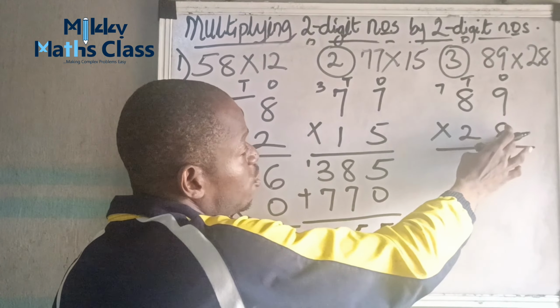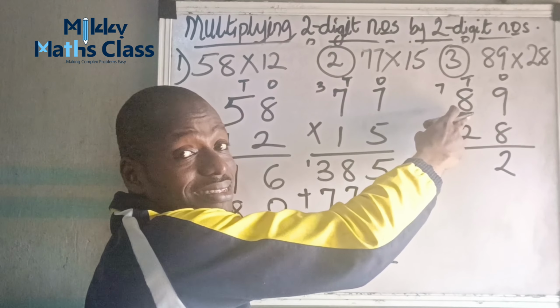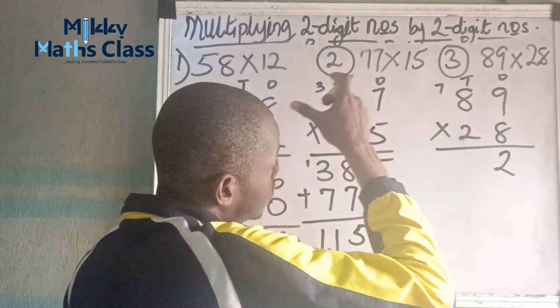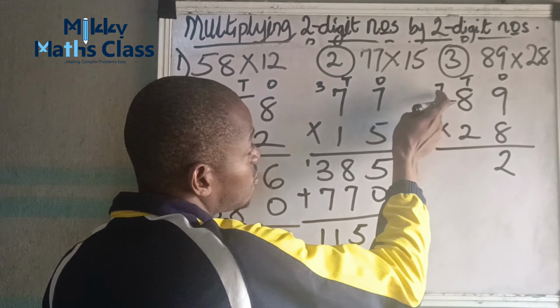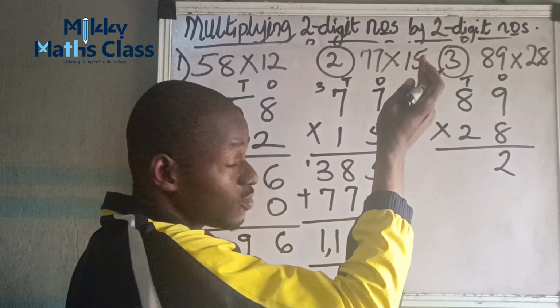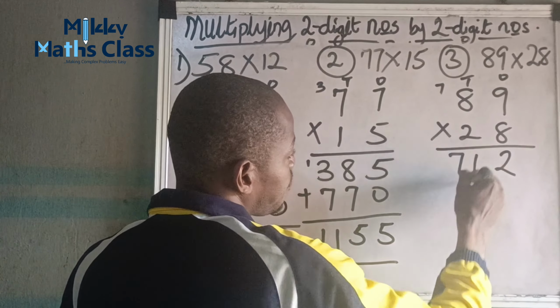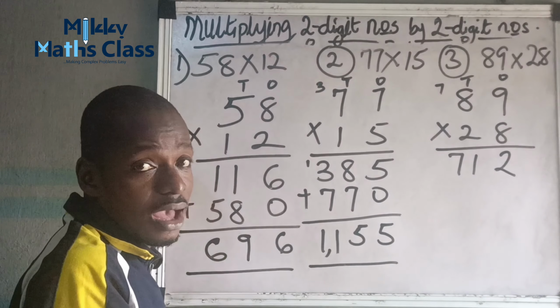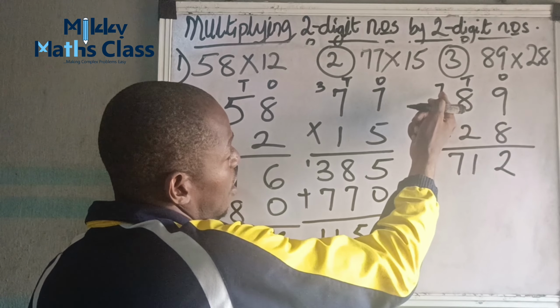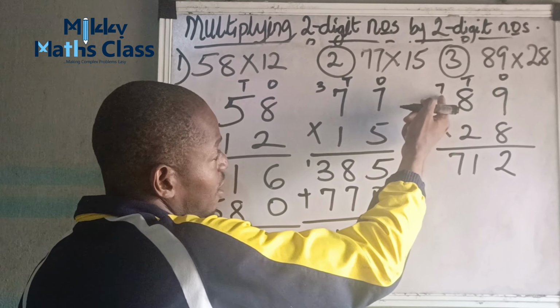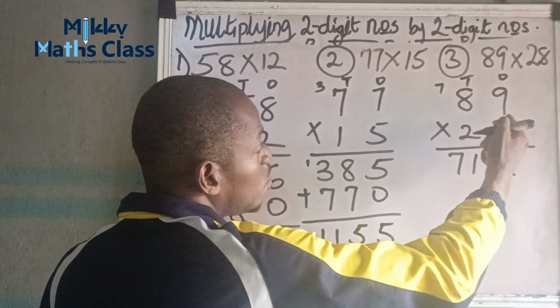Now we are done with this part. We'll go again. 8 times 8, that was 64. 64 plus the 7 that we carried. Don't forget, sometimes some students forget what they carry there. That's 71. Are you getting it? So don't forget whatever you carried here. Now we are done with this.